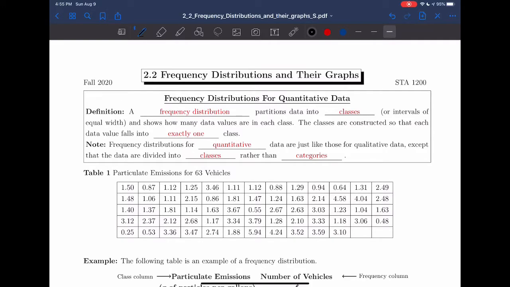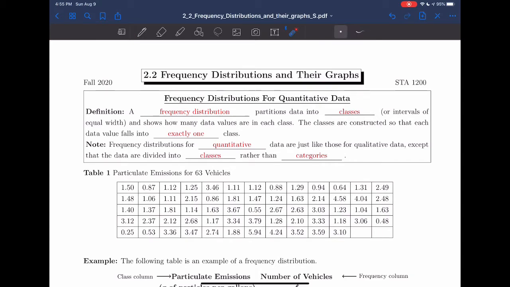So in this section, we're going to talk about some graphical representation, but for quantitative data. And you're going to notice that there's a lot of similarities and differences between quantitative and qualitative data and how we could represent them graphically. So for example, frequency distribution.